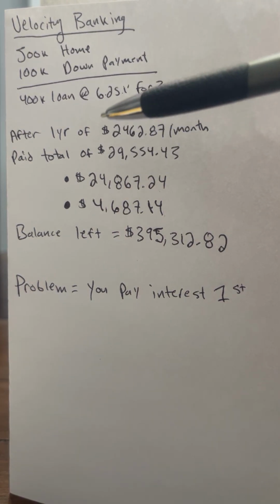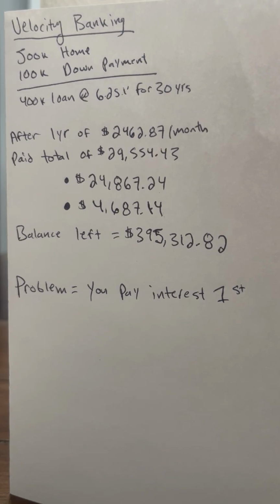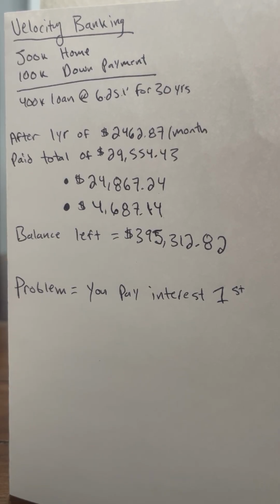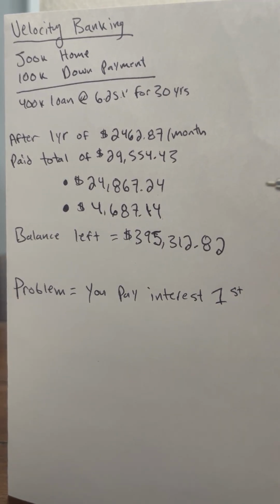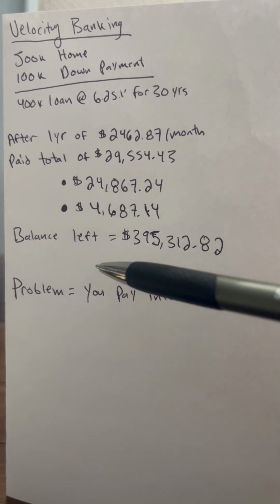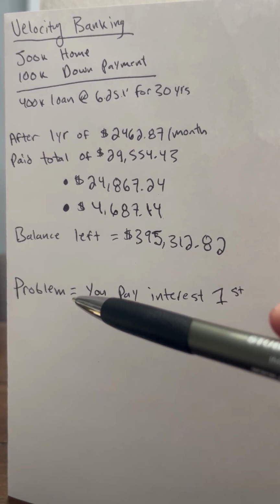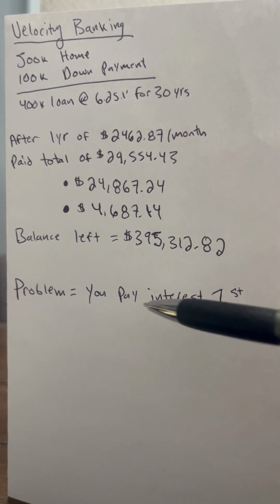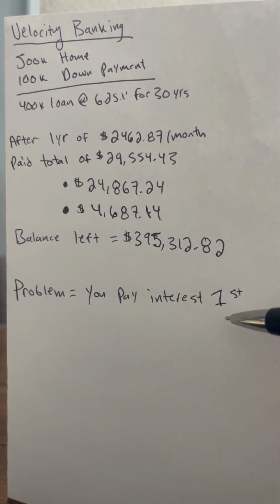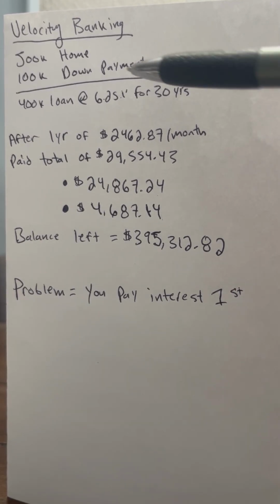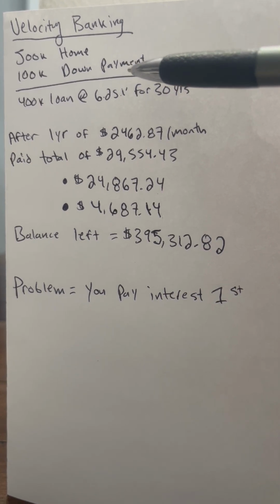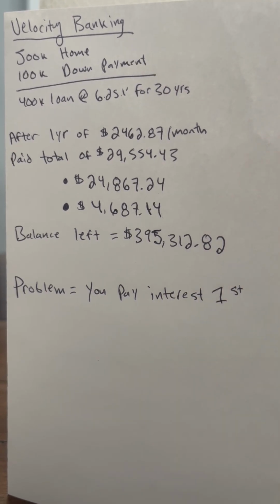The rest of the money went all the way to the bank for them to keep. So you basically threw that money out the window by taking out the loan. The problem with paying your loan back with this mindset is you pay interest first. And then after you pay the interest, you leave what's left over to pay down the principal.